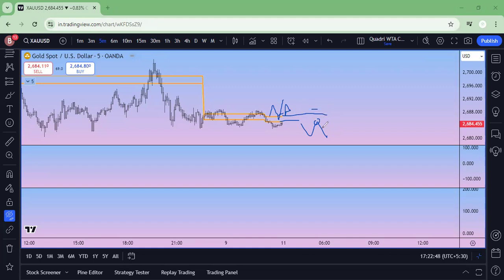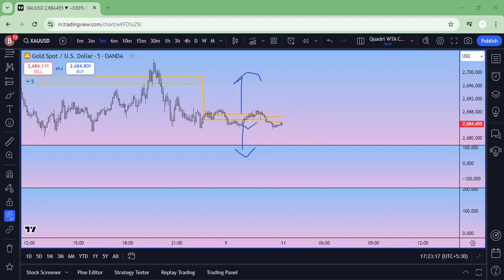Based on your account management, fund management and money management skills, you can place your stop loss according to your need. So this is simple and straightforward. There is nothing more to this, apart from this, it defines your level. Anything above this would be a buy zone. Anything below this would be a selling zone.